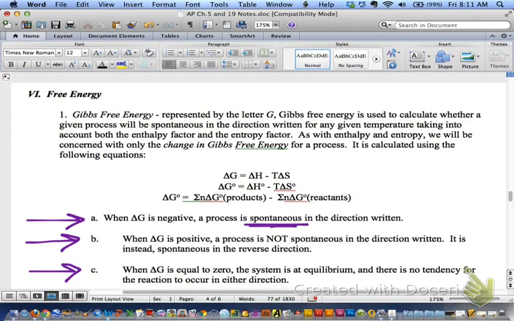Okay, now you're going to notice that there are two different Gibbs-Helmholtz equations. What's the only difference between those two equations that you see? The delta G equals delta H minus T delta S. Yeah, what we see is one of them has the superscripts and one of them does not. And the superscripts, you guys, just represent standard state conditions.